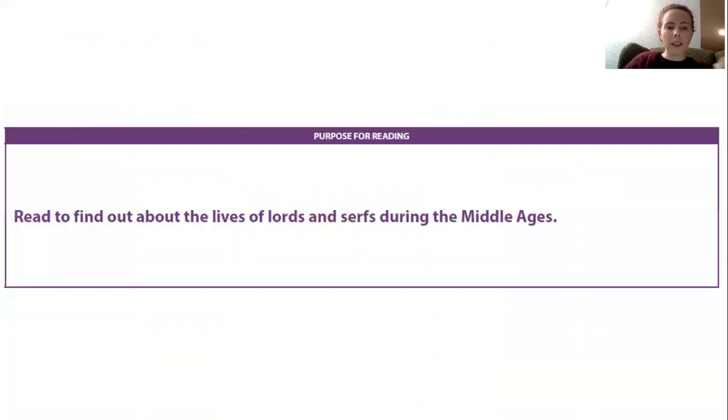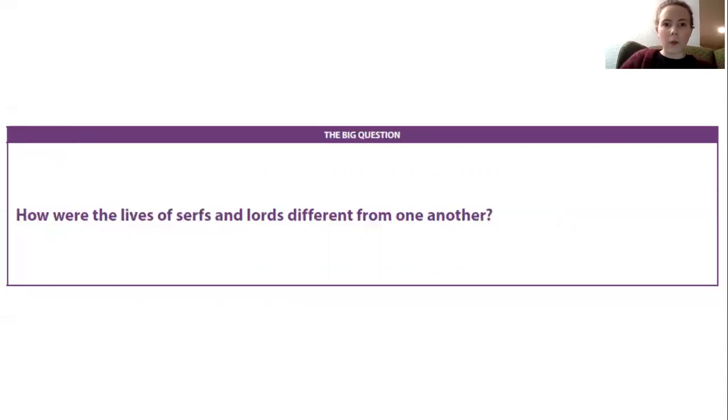All right, as we're reading today, we're going to read to find out about the lives of lords and serfs during the Middle Ages. Remember, S-E-R-F is a noun. That's meaning someone who's in the lowest class in medieval society. And we're also going to ask ourselves, how were the lives of serfs and lords different from one another? We're going to see a difference in those today. I'm going to pause the video if you need to catch up on anything while I pull up our reading for today.